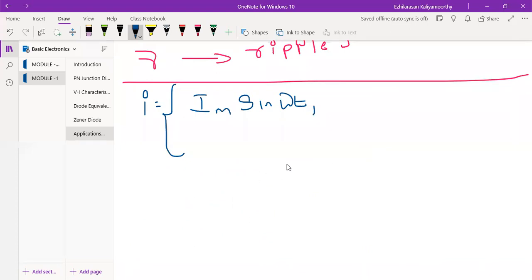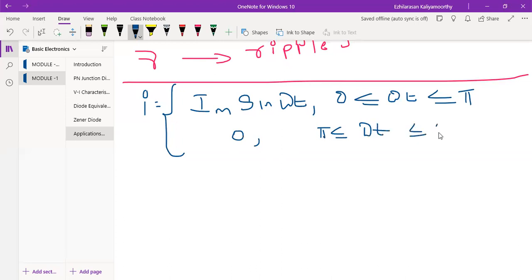What will be the output actually? The output is Im sin omega t, which I will get in the interval 0 less than omega t less than pi. Up to 0 to pi only I will get this. What about the interval pi less than or equal to omega t less than or equal to 2 pi? I will get the value as 0. I hope you might have got it.